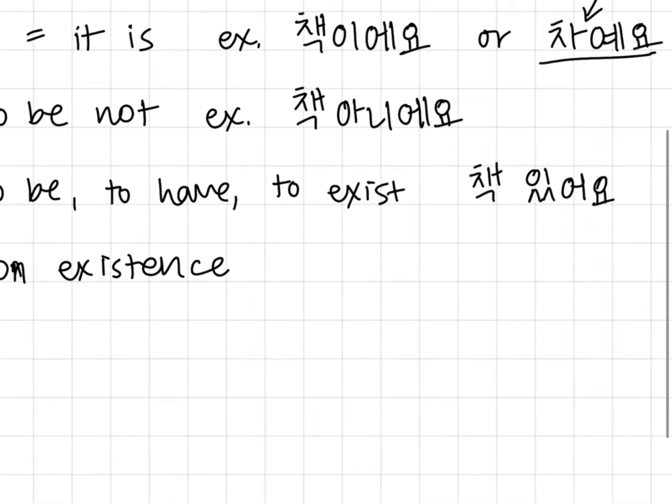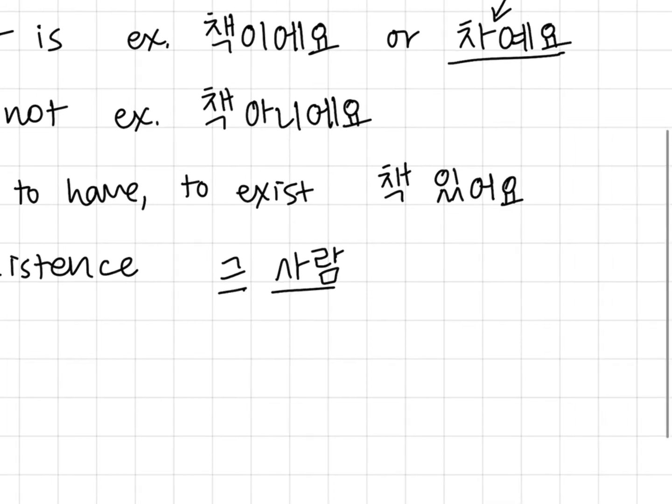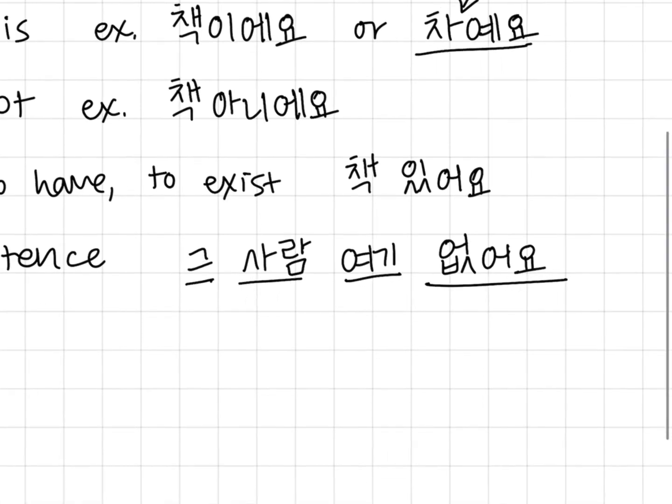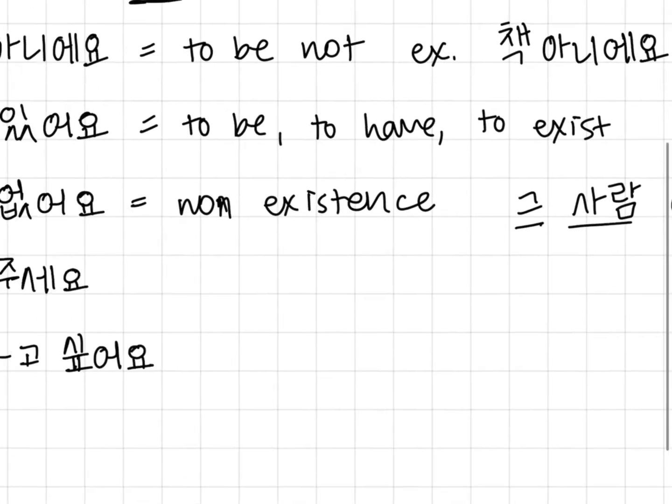So you could say if that person isn't in the room, you could say 그 사람 여기 없어요. 그 사람, which means that person. 여기 means here. 없어요 means is not here. So that person is not here would be 그 사람 여기 없어요.